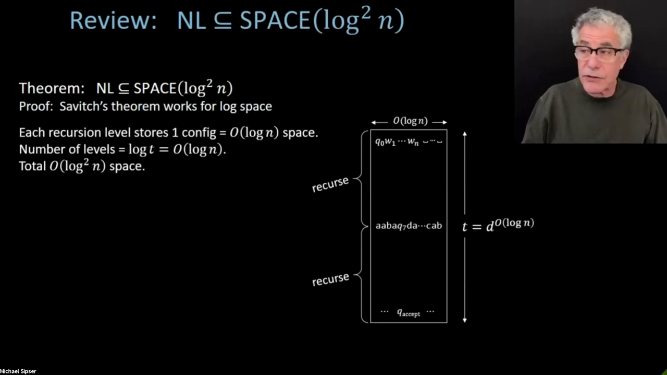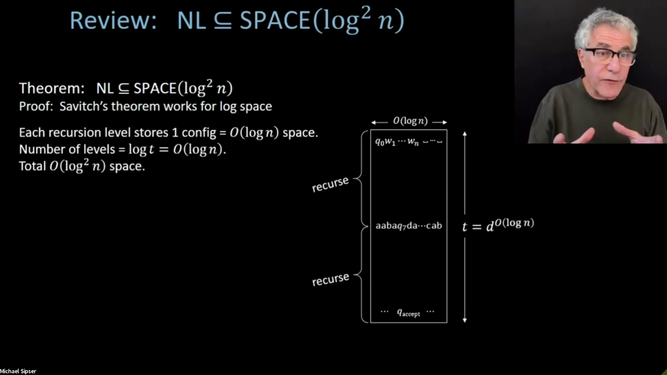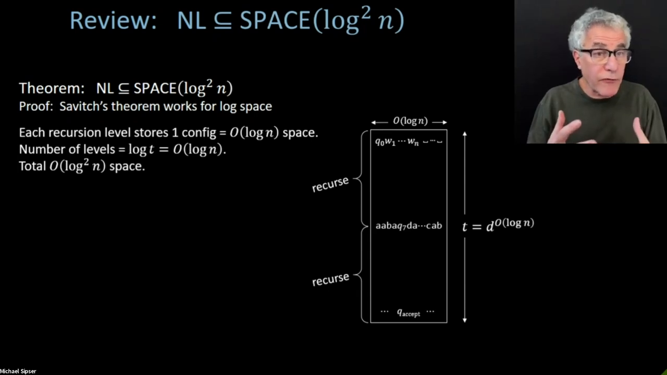Again, this is sort of just the proof of Savitch's theorem over again. So if it's coming too fast for you, just review the proof of Savitch's theorem and observe that it works even if the amount of space that the non-deterministic machine starts off with is log space.